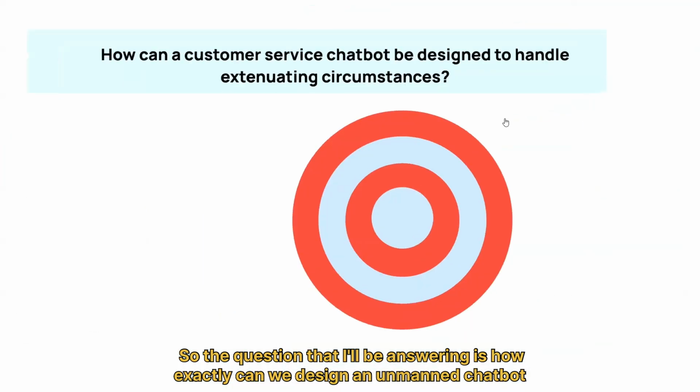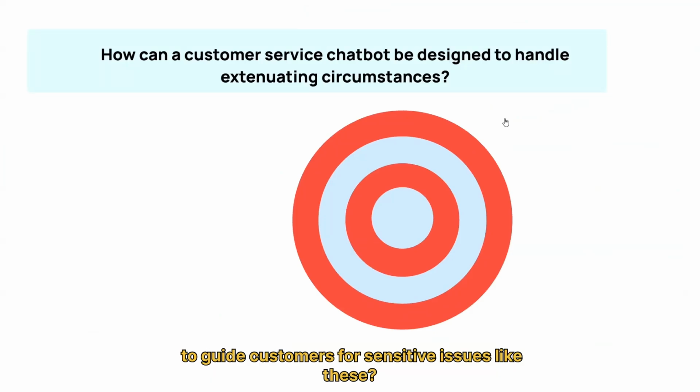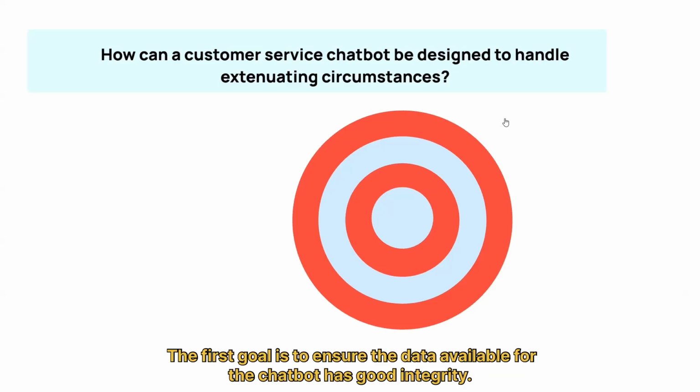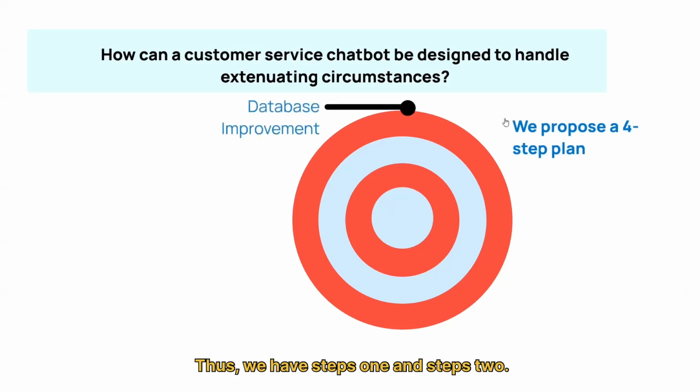So the question that I'll be answering is how exactly can we design an unmanned chatbot to guide customers for sensitive issues like these? So our team proposed a 4-step solution. The first goal is to ensure the data available for the chatbot has good integrity. Thus, we have steps 1 and 2.